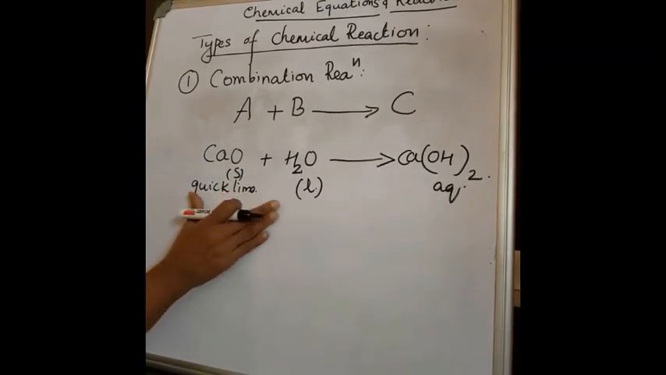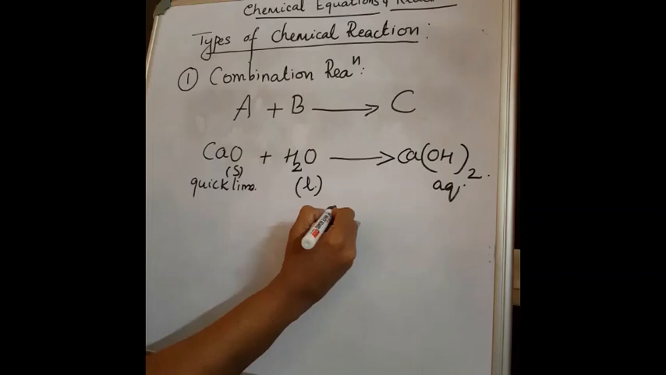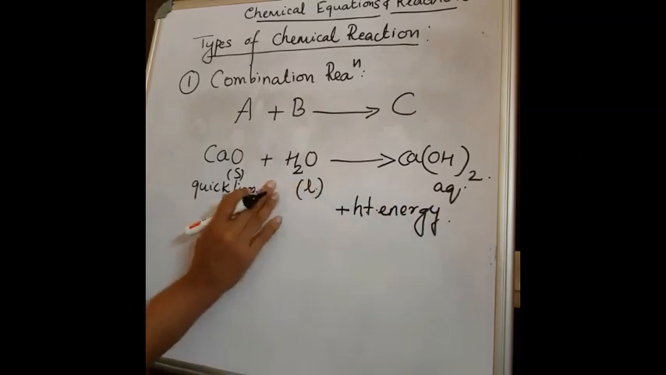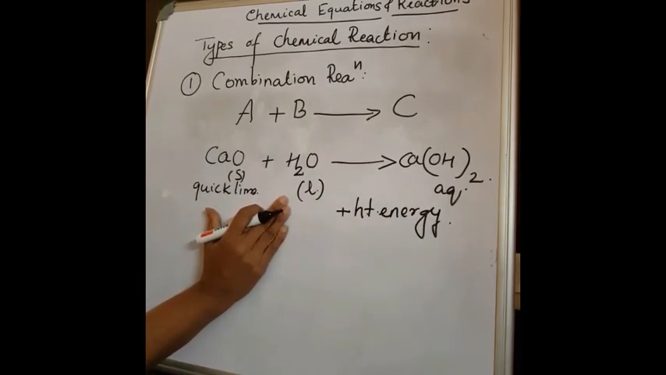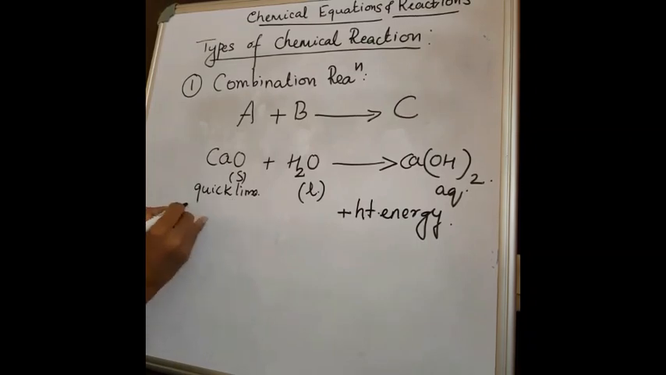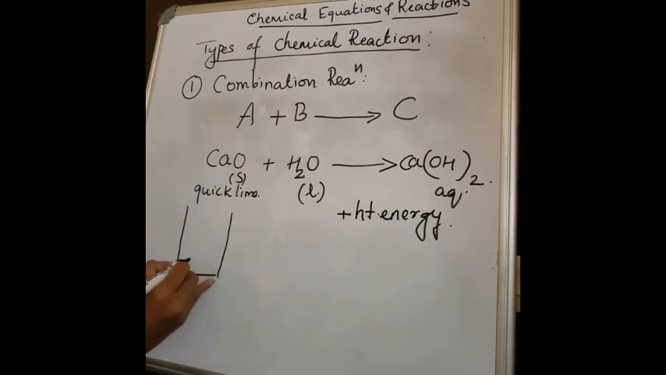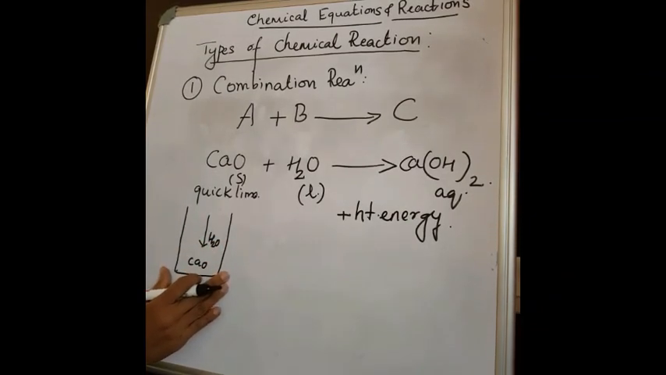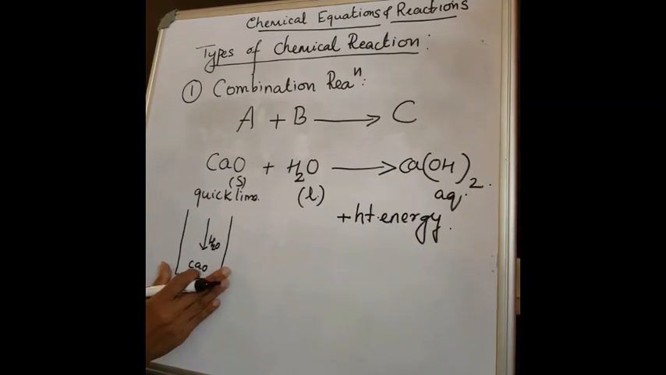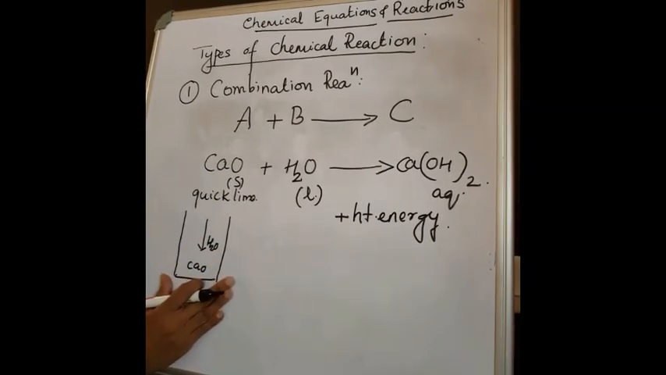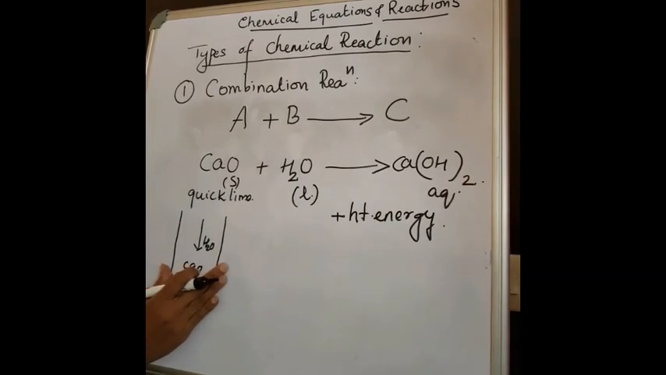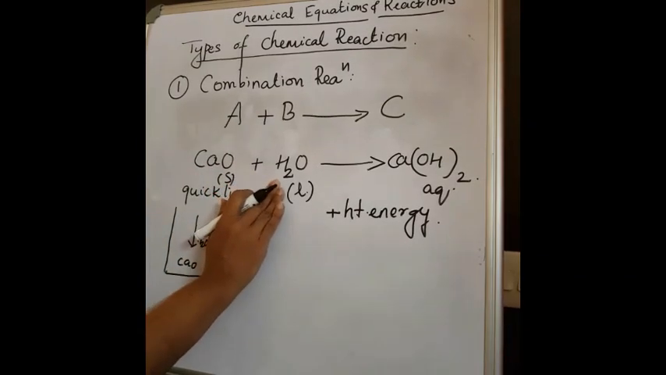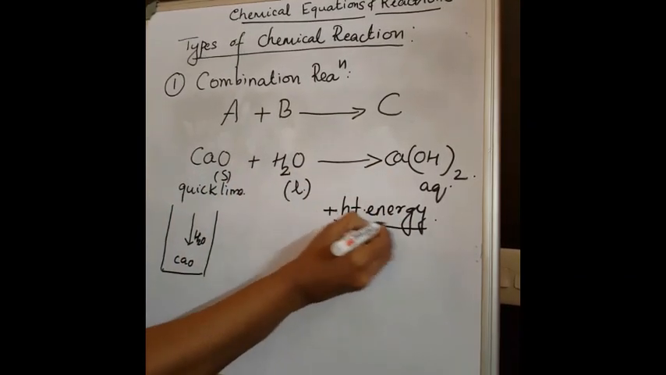Now again, in this reaction, a tremendous amount of heat energy is liberated. That is, this reaction is taking place vigorously. If you take a beaker, put some calcium oxide into it and pour water into it, and touch the beaker, you will feel some warmth. What does it indicate? It indicates that heat is evolved in the reaction. So I can write calcium oxide plus water giving calcium hydroxide plus heat energy.